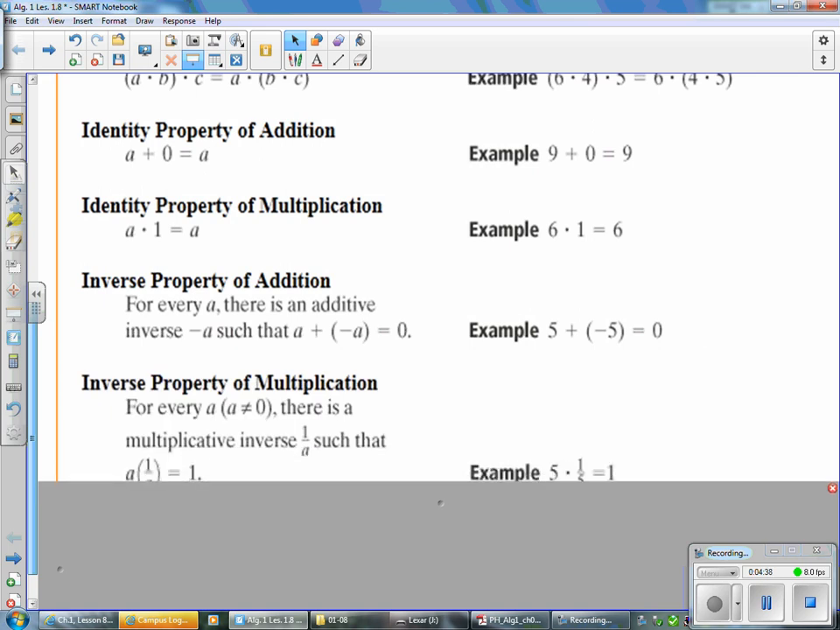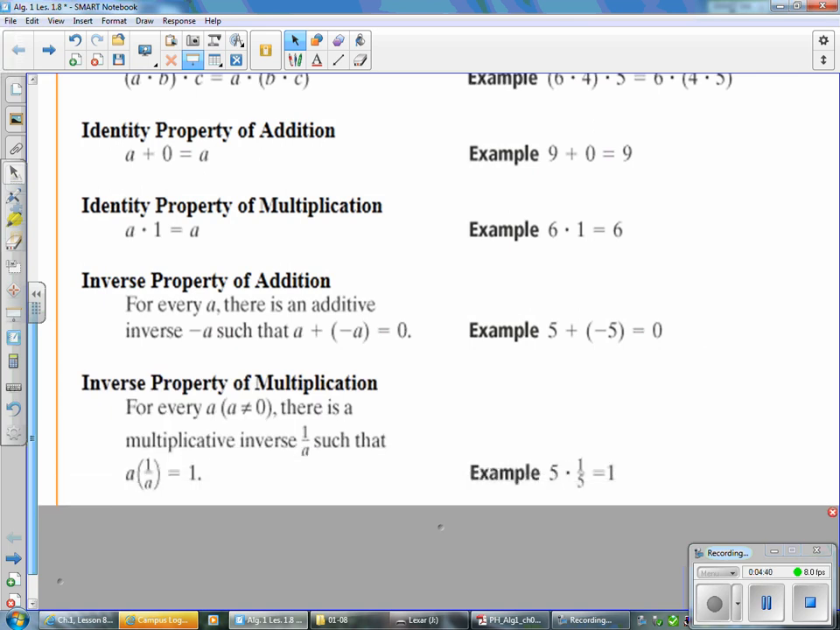Inverse property of multiplication, on the other hand, is where we multiply it times the reciprocal. If we multiply times the reciprocal, we flip it, that will bring us to our identity, which our identity was 1 for multiplying. So 5 times 1/5 equals 1. So when you multiply it times itself flipped upside down, so 1 over 5, you will get back to your identity. You'll get back to 1.